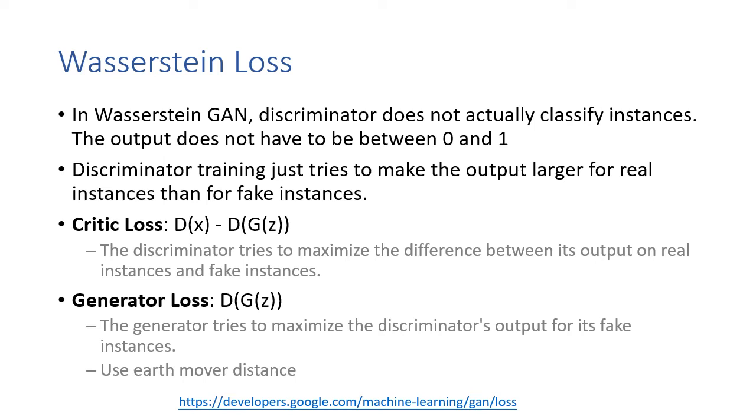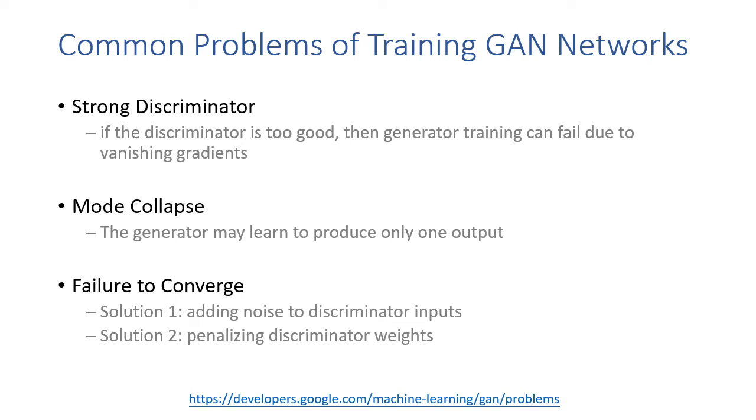Generative adversarial networks are difficult to train. They are notorious for training. There are some common problems of training GAN networks. First is the problem of strong discriminator. If the discriminator is too good, then the generator training can fail due to vanishing gradients. In other words, if the discriminator is too good, then the generator always fails and does not know how to update its weights. For example, if the tests of a class are too difficult, then the students may give up learning because they always fail. This is the problem of strong discriminator.